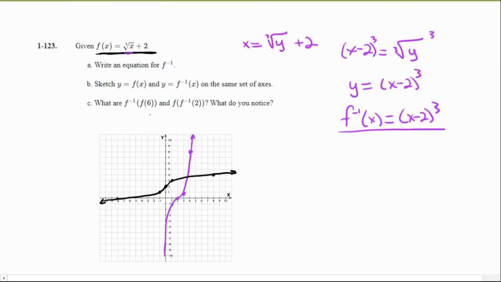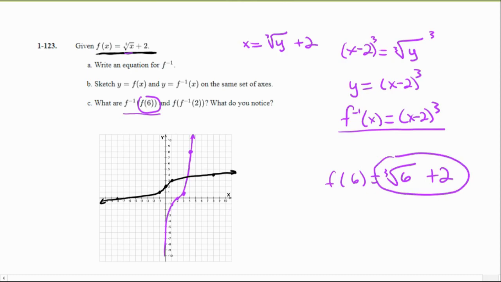So for C here, I'm going to do f inverse of f of 6. So I'm going to plug in 6 to the original function. So I got f of 6 equals the cube root of 6 plus 2. I'm going to take that, I'm going to plug that into the inverse. So the inverse here.